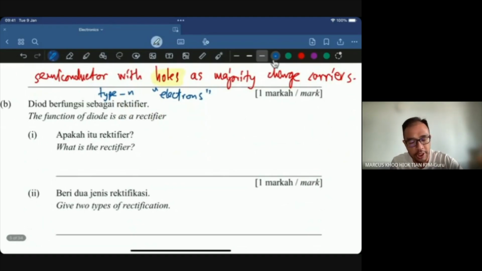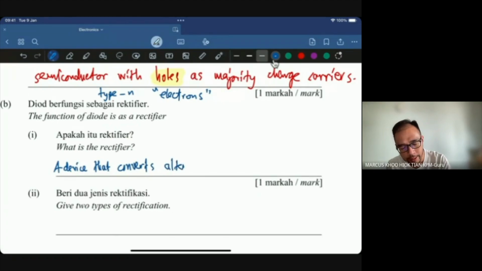The function of a diode is as a rectifier. So what is a rectifier? This is a bit strange. Usually the question is what is the meaning of rectification? So I'm going to change this question. What is a rectifier? You can say it is a device that converts alternating current to direct current.